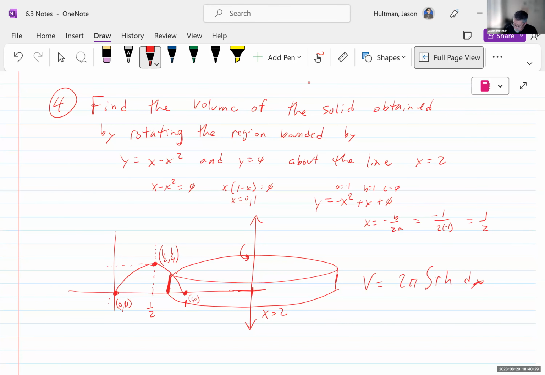So where are we going with this? What would be the radius of my circle? The radius of my circle is here. So what is R though? Well, R is the difference between where I'm at and 2. R is the difference between x and 2. So wouldn't it just be 2 minus x? Right, R is 2 minus x.